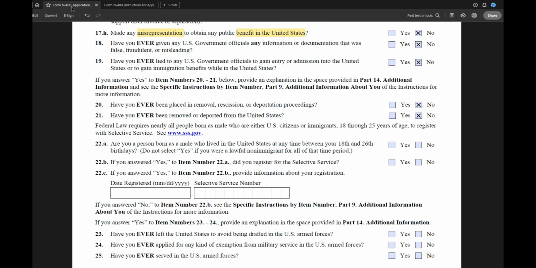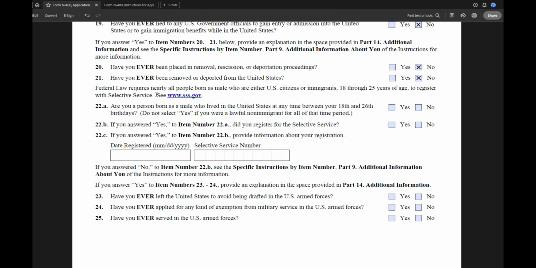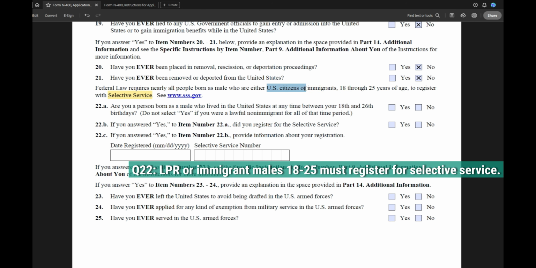Again, review the form instructions. The following questions all have to do with selective service registration. If you were a U.S. citizen or immigrant born male and you lived in the U.S. anytime between 18 to 26, you were required to register with selective service. So if you received your green card while you were still between the ages of 18 and 25, your green card approval letter will state that you had to register for selective service. Then you would answer yes.